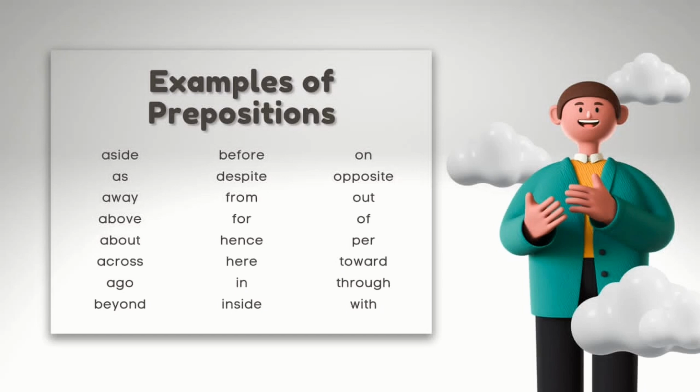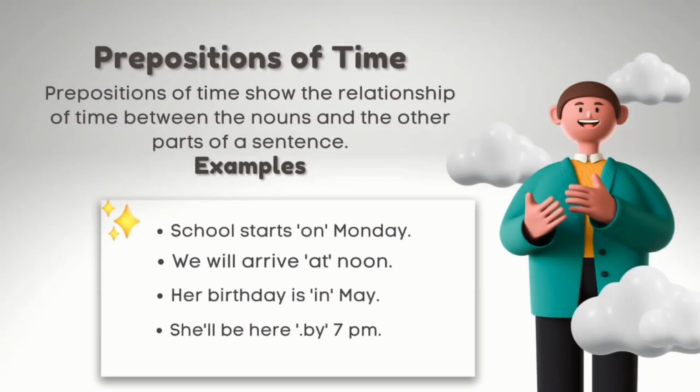So almost all two-letter words are prepositions. Take note of the examples of prepositions. Now we are going to look at the types of prepositions. The first one we have here is prepositions of time.